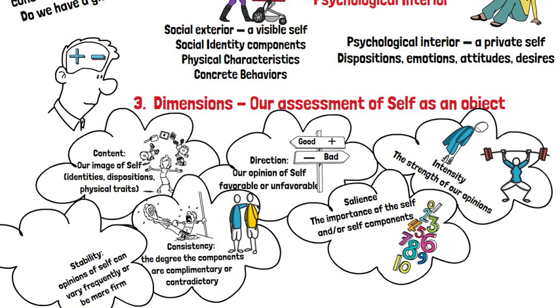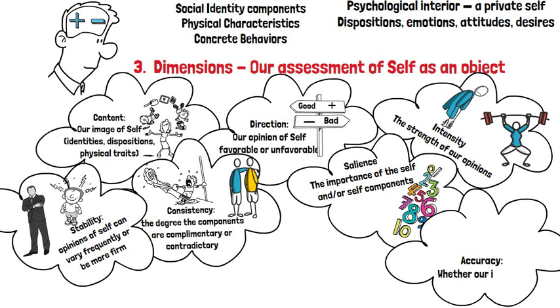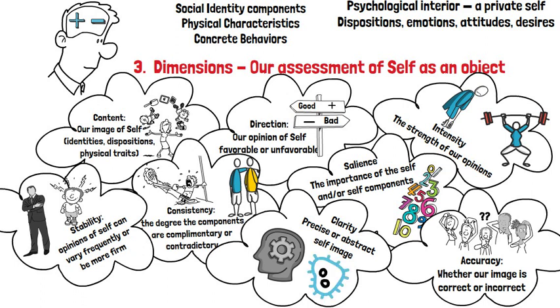The next dimension is stability, and this is where our opinions of self can change frequently or they can be more firm. The next dimension is accuracy, and this is whether our image is correct or incorrect. We saw our social identities are more accurate than our dispositions, and we can have inaccurate images of our physical traits. The eighth dimension is clarity, and this is how precise or abstract our self-image is. Again, our social identities will be more precise and our dispositions will be more abstract.